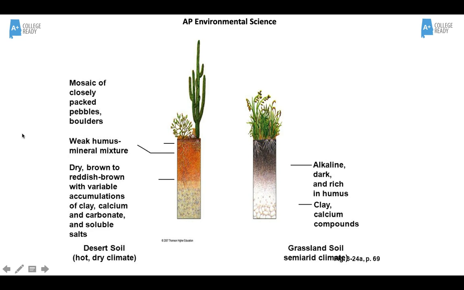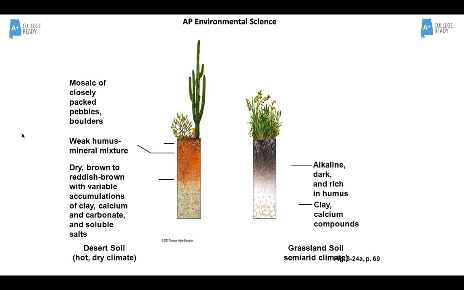So there are a couple of different types of soil that you can find in the desert. Here they've got hot, dry climate soil from a desert. It can be dry and brown. It can be reddish brown. Just depending on what accumulations of clay, calcium, and carbonate are in there, as well as the soluble salts. They have almost no humus mineral mixture. Remember, we talked about that in the temperate deciduous forest and the tropical rainforest.